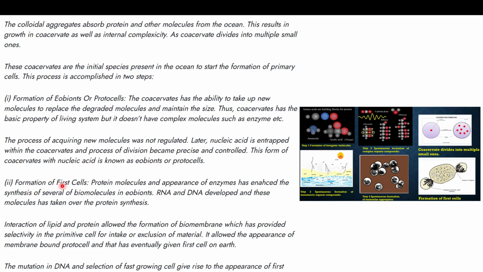Next came the formation of the very first cells. The protein molecules and appearance of enzymes enhanced the synthesis of several biomolecules in eobionts or protocells, and RNA and DNA developed, and these molecules took over protein synthesis. The interaction of lipid and protein allowed the formation of biomembrane, which provided selectivity in the primitive cell for intake or exclusion of material. It allowed the appearance of the membrane-bound protocell that eventually gave the first cell on Earth. So mutation in DNA and selection of fast-growing cells gave rise to the first primordial cell, and the first cellular form appeared on Earth approximately 2000 million years ago.